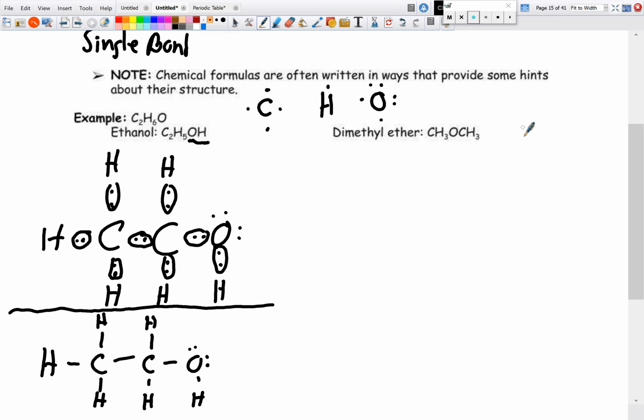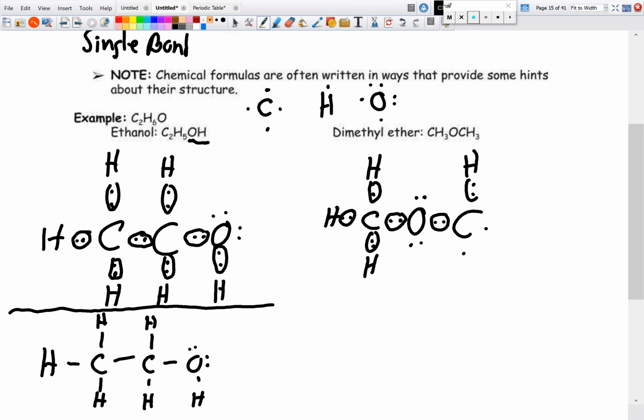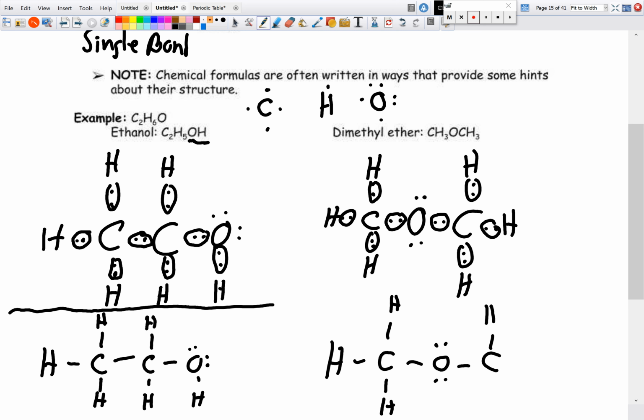CH3OCH3. So this is giving you a hint that it wants you to start with carbon and that oxygen should be in the middle. So that means, starting with carbon, we have C. Then we go H3. Then we go O. Then C, H3. Right? So same thing. If I just want to make it a little neater, I can as well.